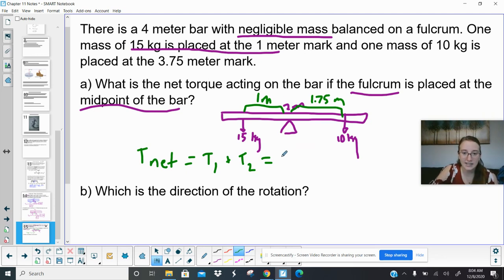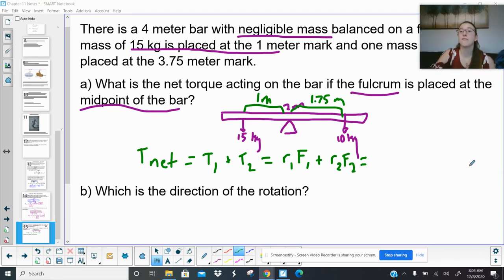Okay, so what we need again is the torque formulas. Take a moment to write the torque formulas here. We have the radius of mass 1 times its force plus the radius of mass 2 times its force. I want you to go ahead and plug in. Remember that the force is the force of gravity for those masses. The radius is the distance to the fulcrum. And be careful, we are calling the mass of 10 to have a negative force because it is pulling in a different direction of rotation than the other. Go ahead and plug it in.